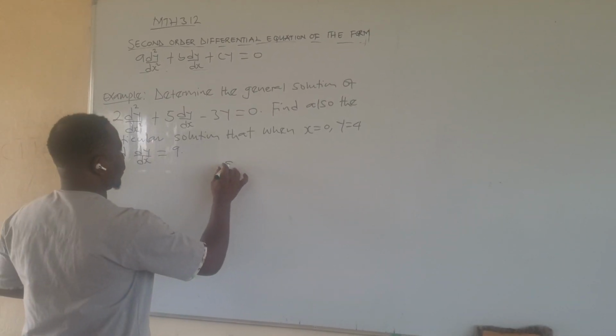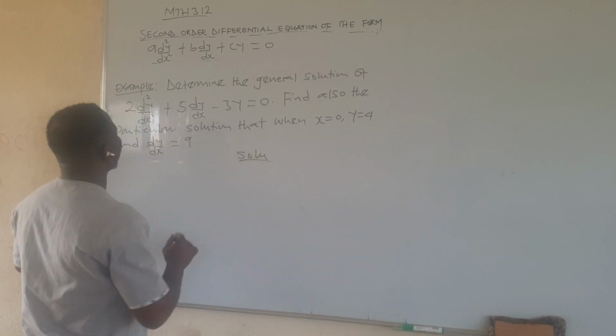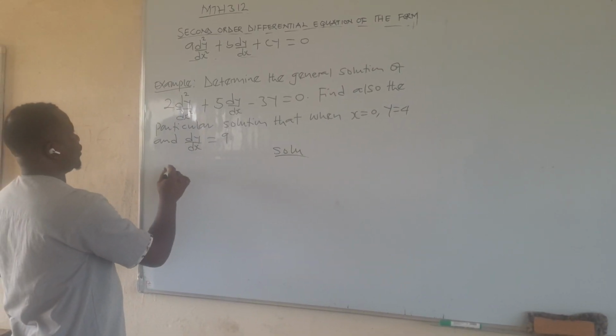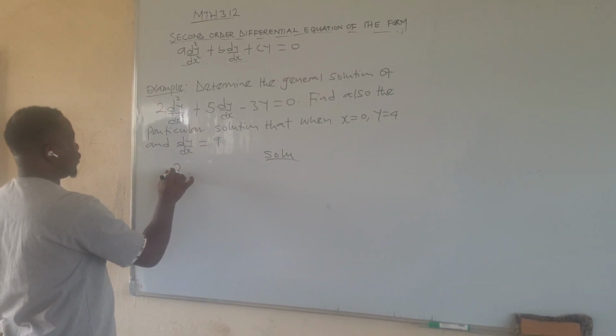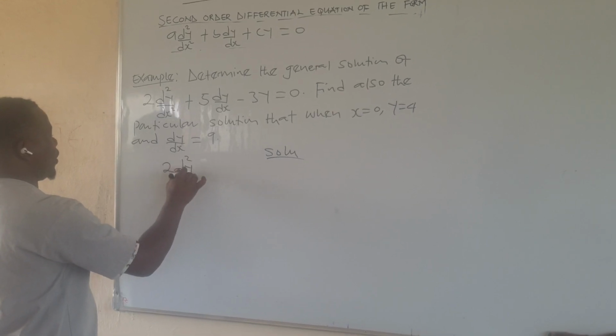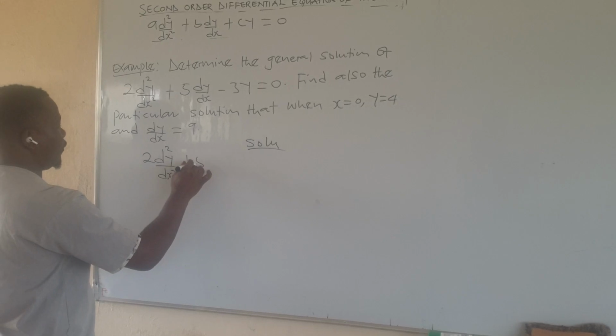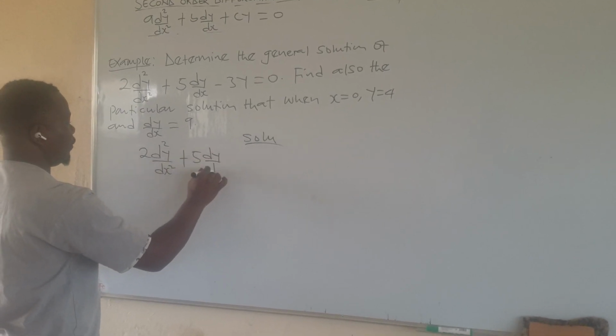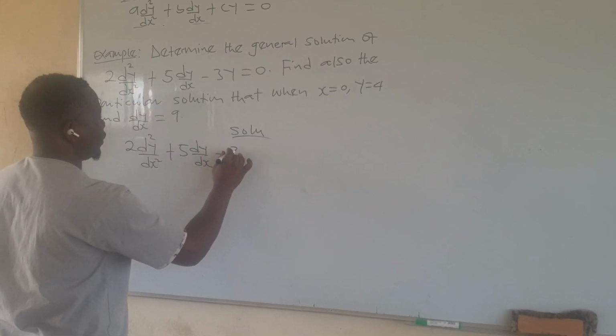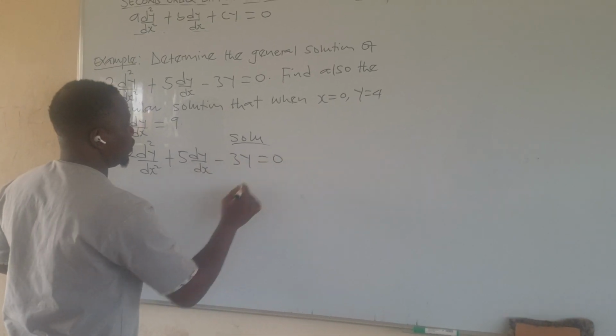Okay, let's look at this. We'll write down the differential equation: 2 d squared y over dx squared plus 5 dy over dx minus 3y equals 0.